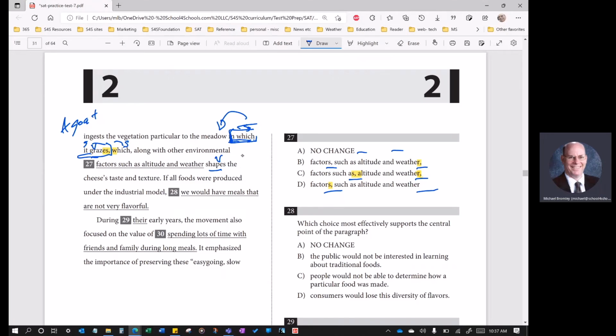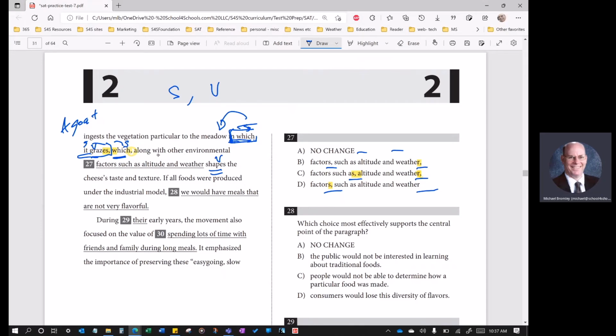All right, along with other environmental factors such as altitude and weather, which shapes the cheese's taste and fashion. Here's my verb. Say which here, subject, which shapes. So now notice how this comma here, I can't eliminate it, right? I've got comma, comma. So which shapes gives me a subject and a verb of my clause, and so I can't interrupt the subject and verb with a single comma. So I have to have another comma there somewhere. Now we can logically decide where that might be.